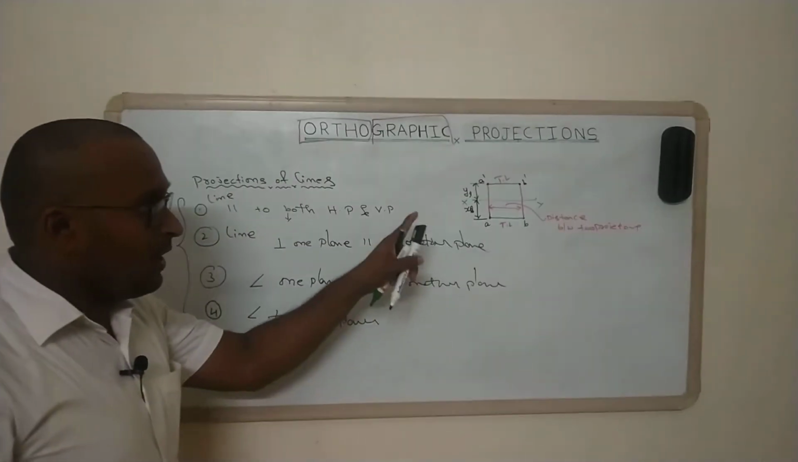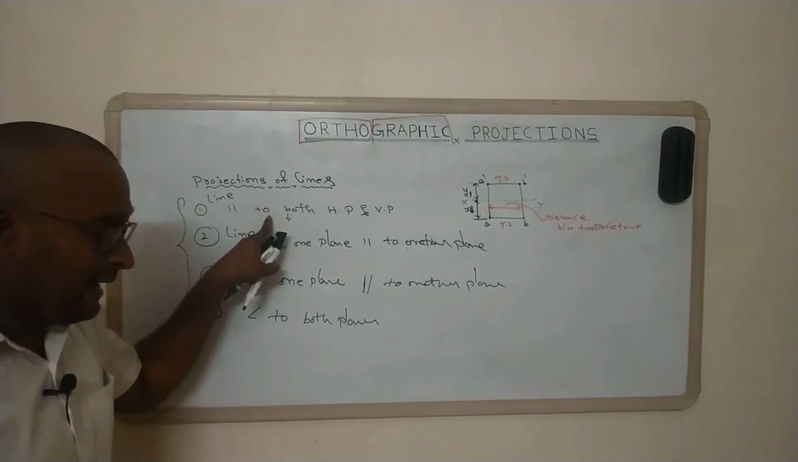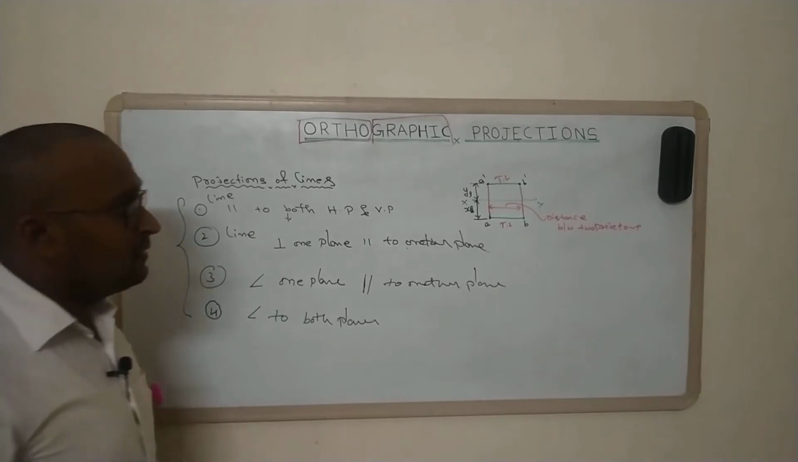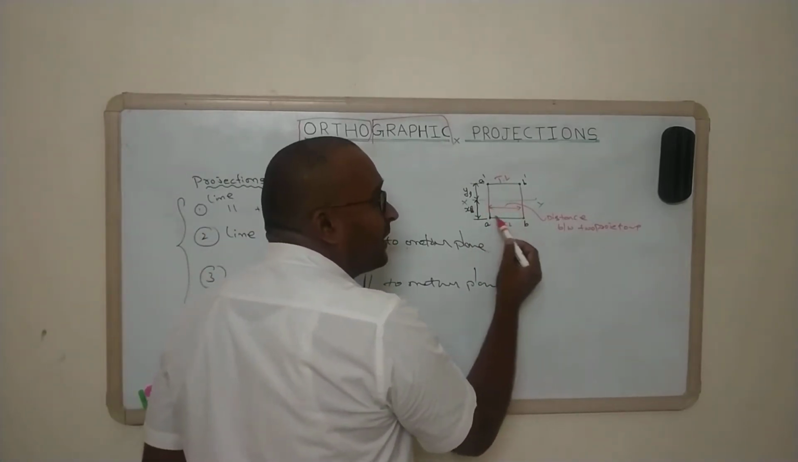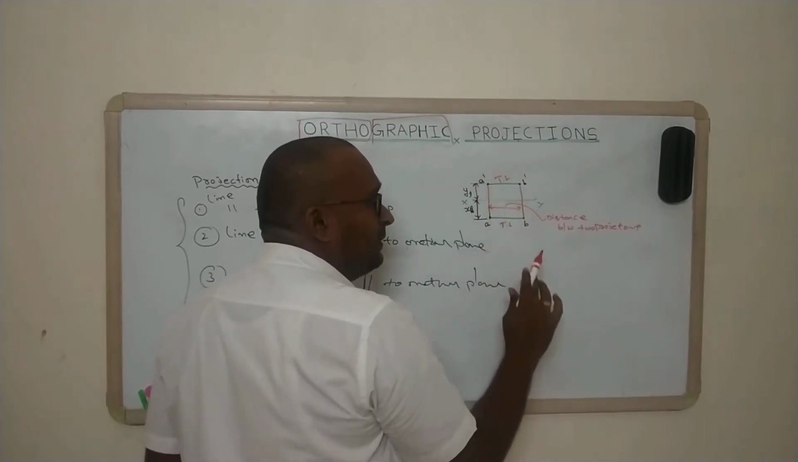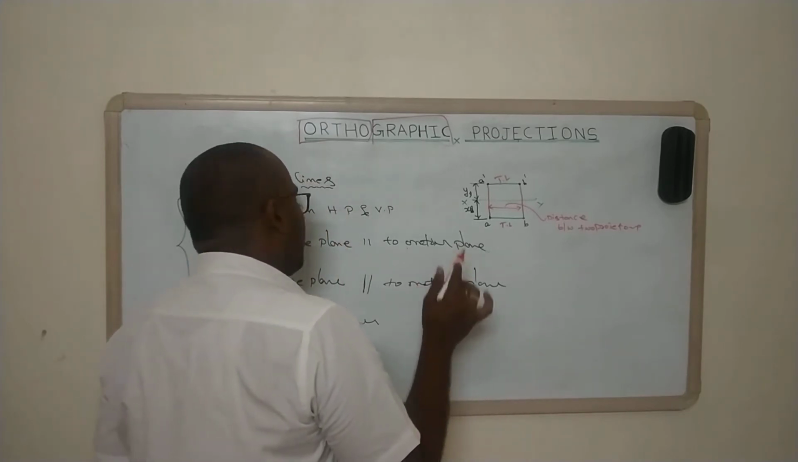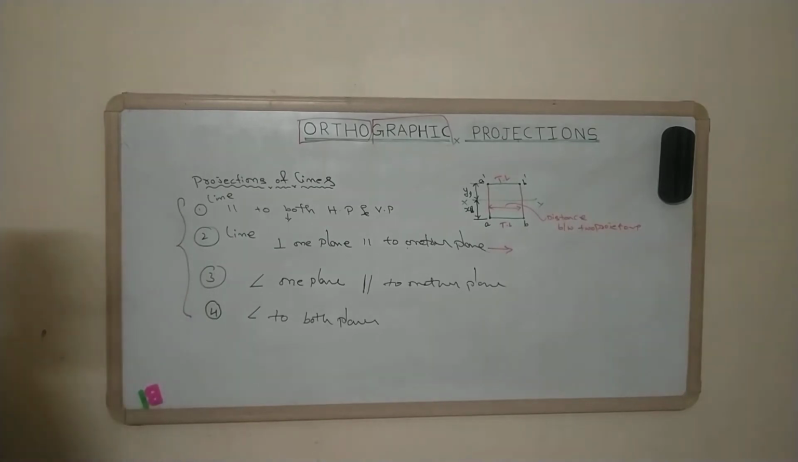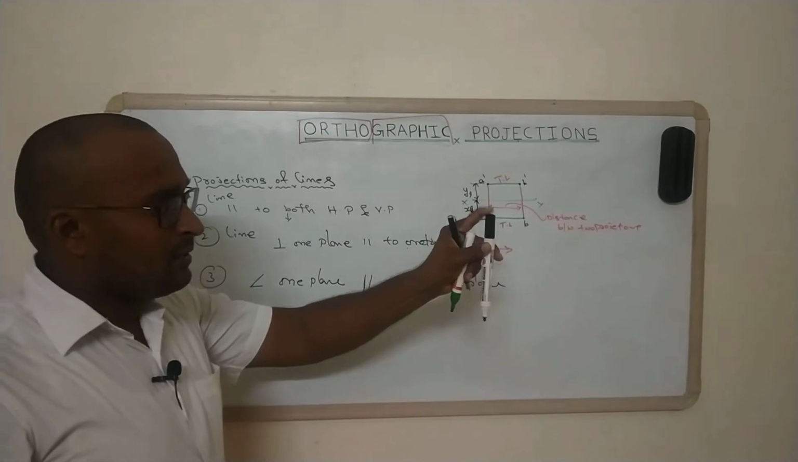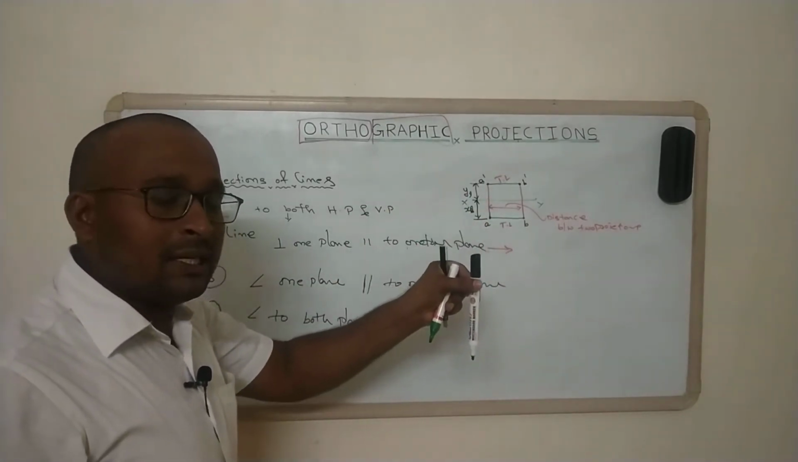Clear? So this is the way we need to solve a line parallel to both the planes. Here they will give the position of the line, the length of the line, and then the orientation with respect to the horizontal plane and vertical plane. Now the second condition: the line is perpendicular to one plane and parallel to another plane. Here the line is parallel to the vertical plane and perpendicular to the horizontal plane.